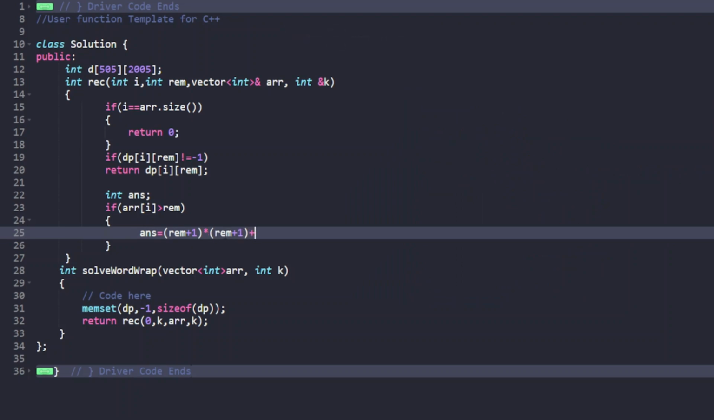And then you move to the next line. The moment you move to the next line, you call the recursive function for the I plus 1th character, and you say what is the number of remaining characters that you have left in the new line. The number of spaces was k, and how many have you used? k minus arr[i] minus 1. Why? Because you need to have one more space.